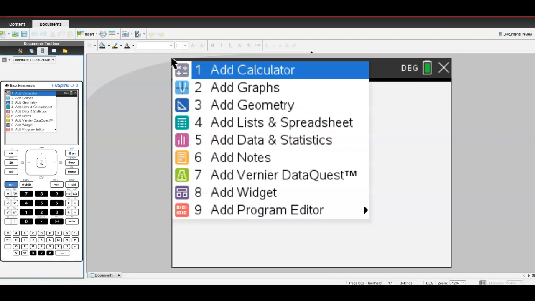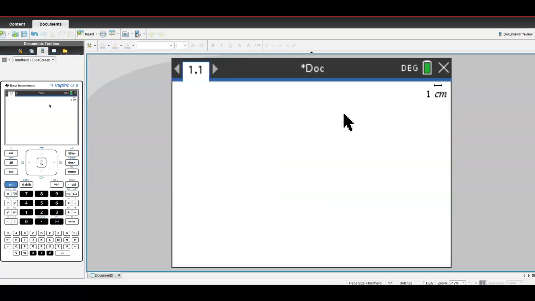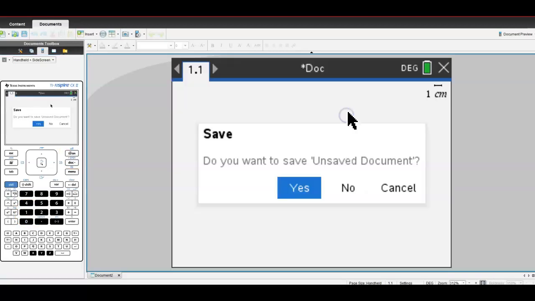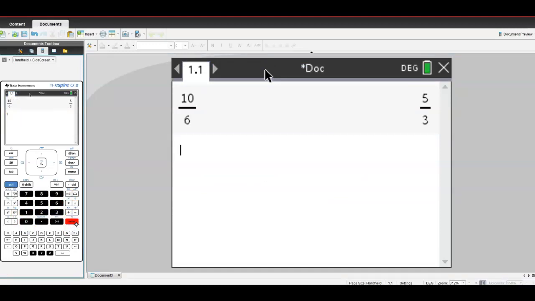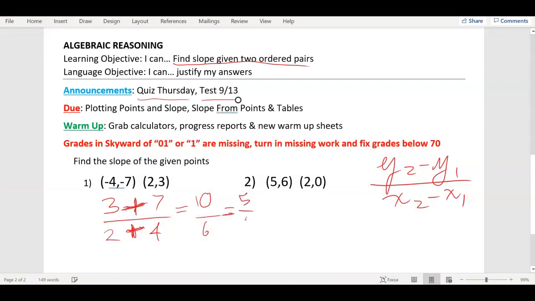So 10 over 6, let's say you're in your calculator, you go to a new document, you don't save the old one, and you do 10 divided by 6. There we go. Does everyone see? If you didn't see, or you're looking at the front and the back, everybody, 10 over 6 reduces to 5 over 3. Do you see how the calculator is your friend in that regard? Second one, what am I going to put? What over what? Or what minus what? Okay, 0 minus 6.